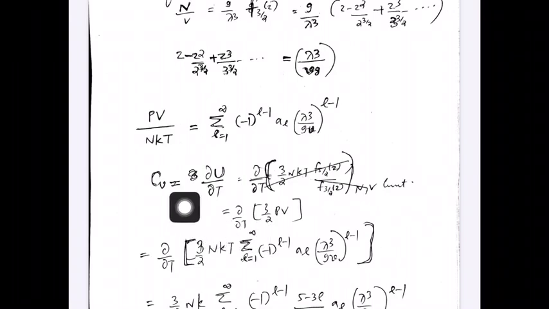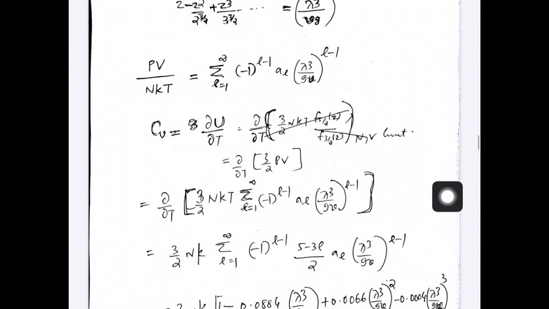If z is far less than 1, the equation of state will be PV equal to NkT. So what is Cv? Cv is ∂U/∂T, where U is 3/2 PV. So for PV I am substituting this, I get PV from this. So this is 3/2 NkT, sum over l equal to 1 to infinity. And we are differentiating this with respect to temperature. Remember that we have temperature here, here also we have temperature, so we have to apply the product rule. So we get this.